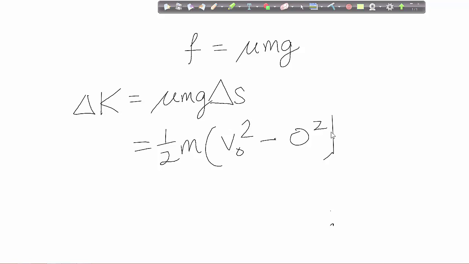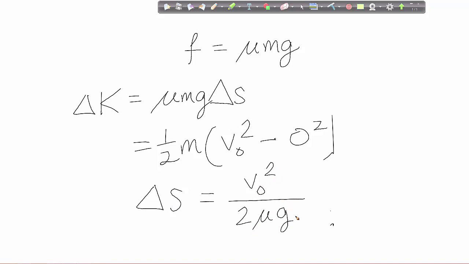Therefore, the distance travelled by the graphite block before it comes to a complete stop, at which the kinetic friction stops acting, is delta S equals v sub 0 squared divided by 2 mu g. If we look back at the question, this means that A is the correct answer.